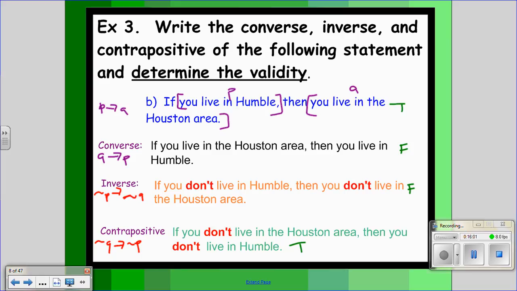So now again, you should pay very close attention to that logical equivalent connection. My converse and my inverse were both false. Again, because they're logically equivalent. My original statement and my contrapositive were both true. Again, because they're logically equivalent.